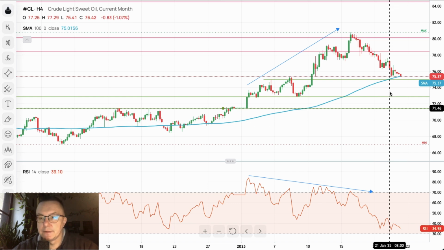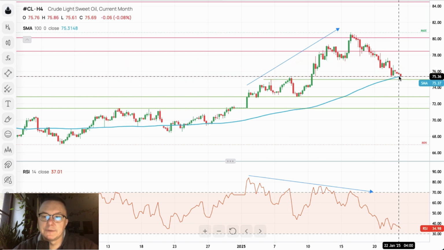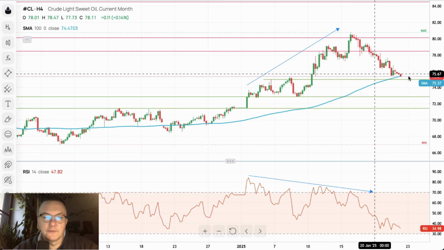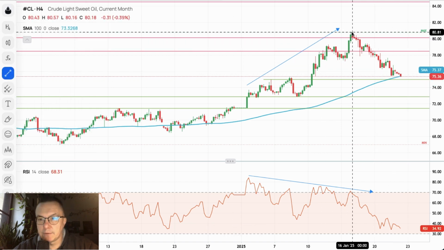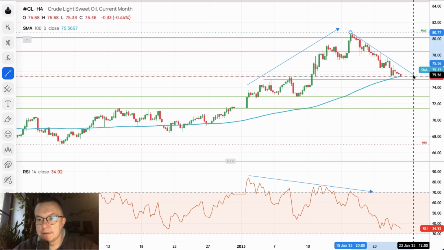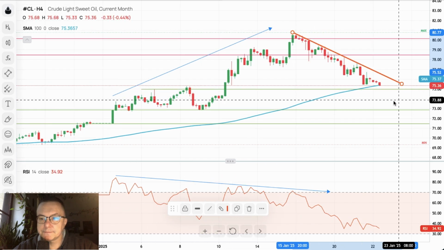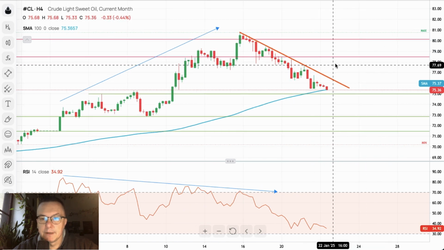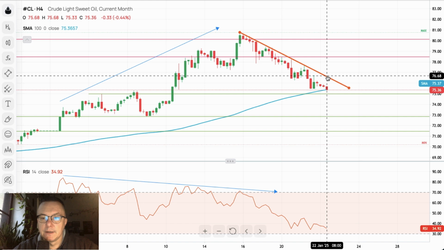points is the lowest low, and now we are testing the 100 periods moving average after the series of very strong sell-off, right? So from the highs of 80.76, we might apply this trend line here. Let me just adjust this trend line a little bit. So let me just zoom in. So this is our trend line.